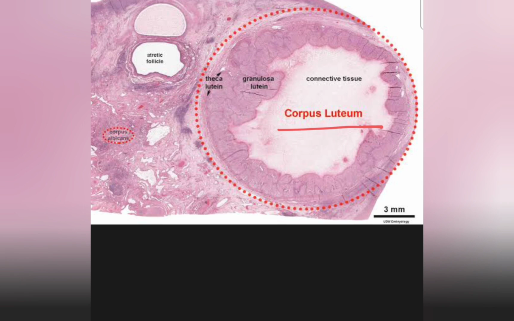But if pregnancy does not occur, if fertilization did not take place, this corpus luteum will degenerate during the next menstruation and will come out along with that menstruation blood and degenerated cells. Okay, so this is all about the histological structure of ovary.